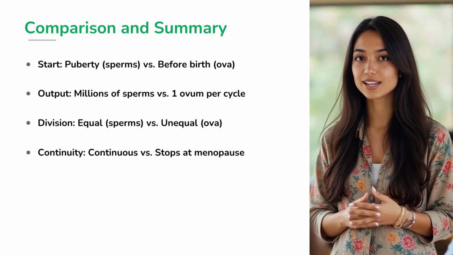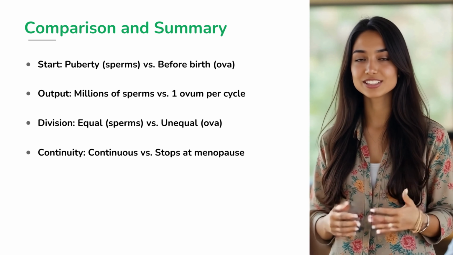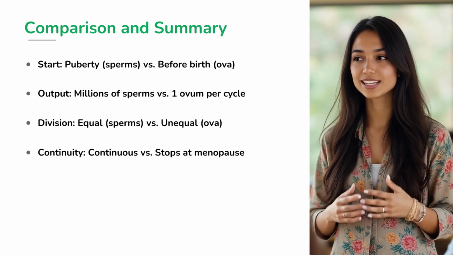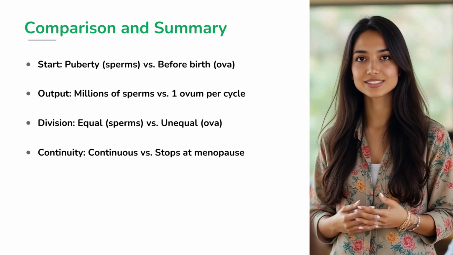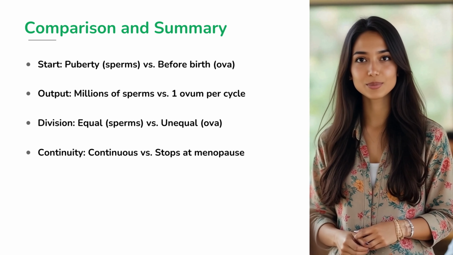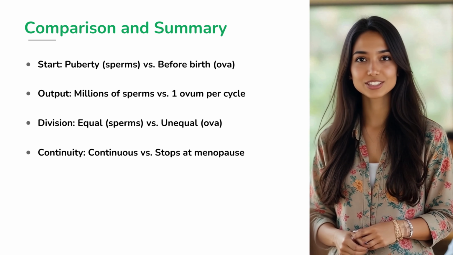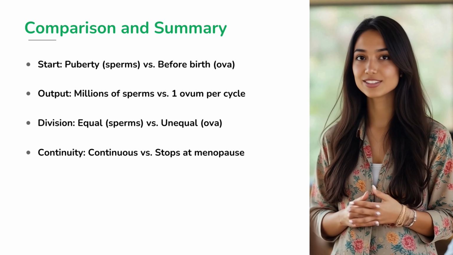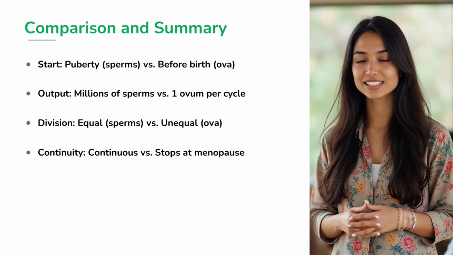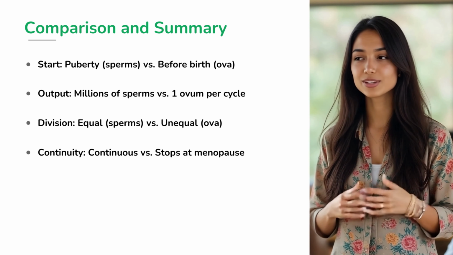Let's wrap up with a quick comparison between spermatogenesis and oogenesis. First, the start point. Spermatogenesis begins at puberty, while oogenesis starts before birth. Second, the output. Spermatogenesis produces millions of sperms, but oogenesis results in just one ovum per cycle. Third, the type of cell division. Spermatogenesis follows equal divisions, whereas oogenesis undergoes unequal divisions.